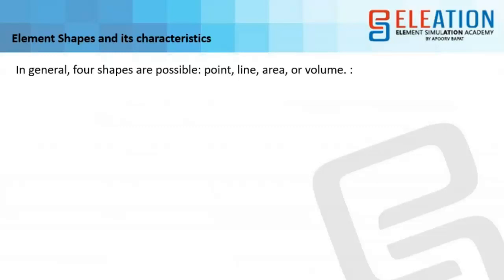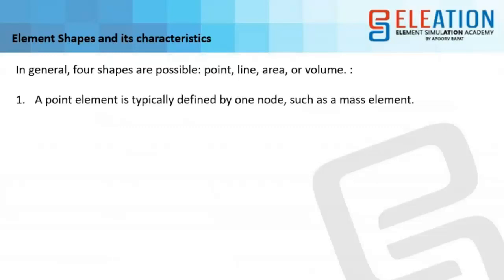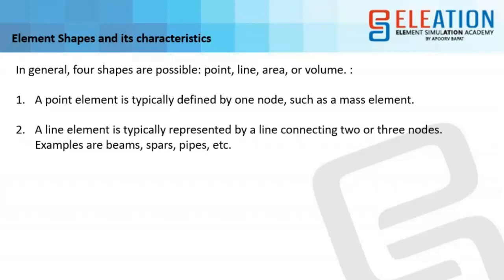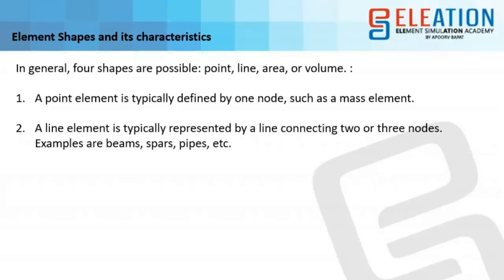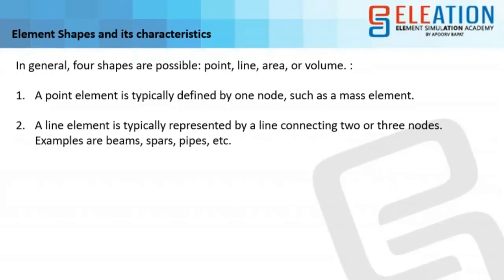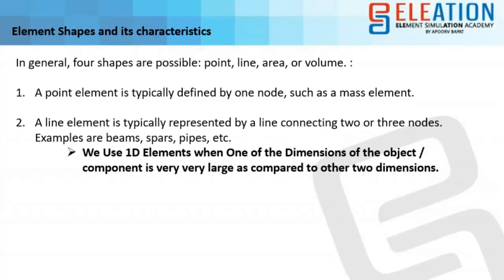Now we'll see what is element shapes and its characteristics. So in general, there are total 4 shapes possible: point, line, area and volume. A point element is typically defined as one node, such as mass element. A line element is typically represented by line connecting 2 or 3 nodes, for example beam, sphere, pipes, etc.